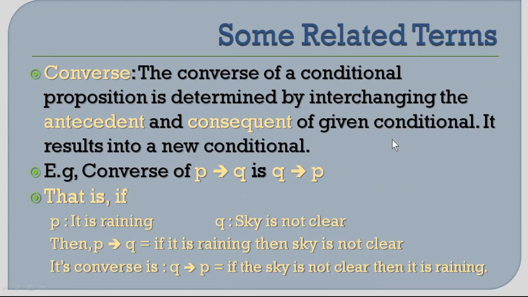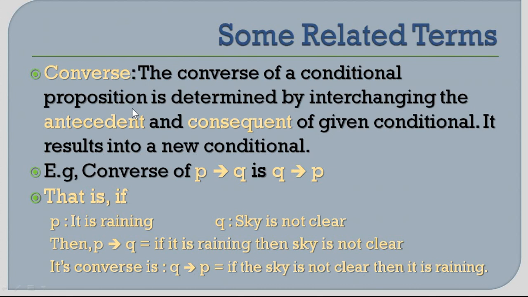Now you are going to see three important terms. They will ask you about these in board exams. They will ask you to convert: converse, inverse, and contrapositive. You are going to see them one by one. First they will give a statement and ask you to write its converse. The converse of a conditional proposition is determined by interchanging the antecedent and consequent of the given conditional. It results in a new conditional.